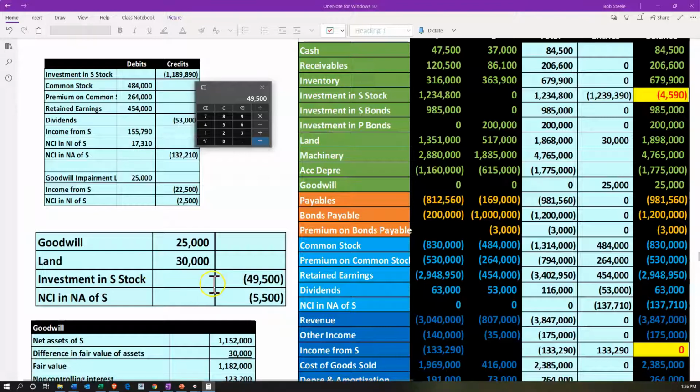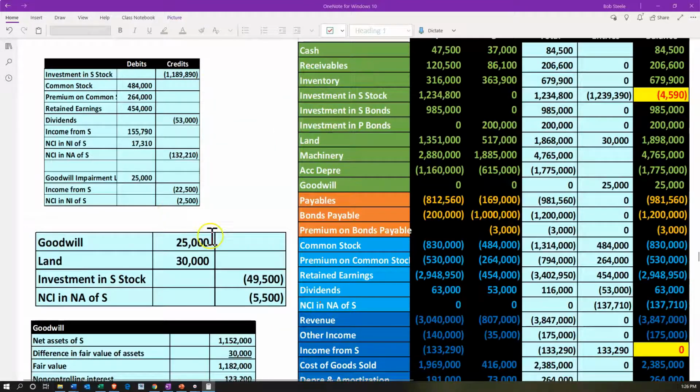That's going to be the 49,500 going to the controlling interest, balance sheet side of things, investment in S stock. Then the 25,000 plus the 30,000 is the 55,000 times 0.1. There's the 5,500. It's going to the non-controlling interest in net assets.